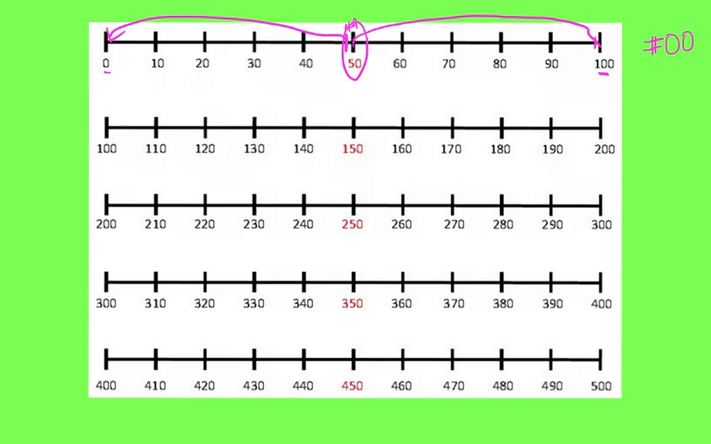So halfway between 100 and 200 is 150. Halfway between 200 and 300 is 250. Halfway between 300 and 400 is 350. And halfway between 400 and 500 is 450.